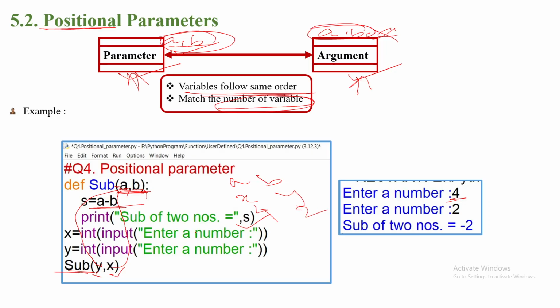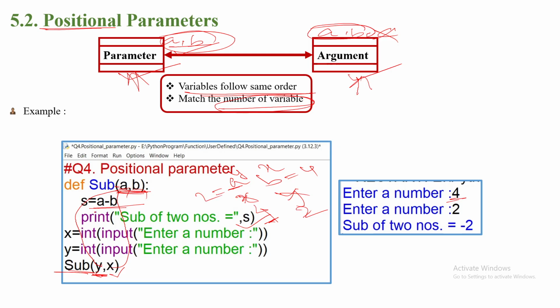But what in the function calling have I done? sub(y, x). That means I called the second variable first. So in the place of a, x will not go. Which one will go? y will go. And then in the place of b, not y, it will be x. So x value is 4, so b equal to 4, and y equal to 2, so a equal to 2 it will come.